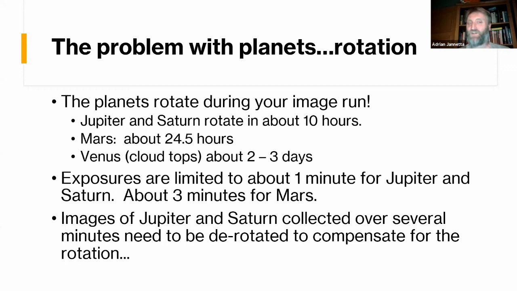So how many images can you get in 1 minute? Well, with my camera, I can get about 3,000. With faster cameras, you could probably get 10,000 or more, okay? But if you continue to expose, the planet will smear out, and when you stack them, you'll get a blurrier image. So you have to try and keep your exposures down for Jupiter and Saturn. Mars is less problematic because it takes 24.5 hours to rotate. So you can do a few minutes with Mars.